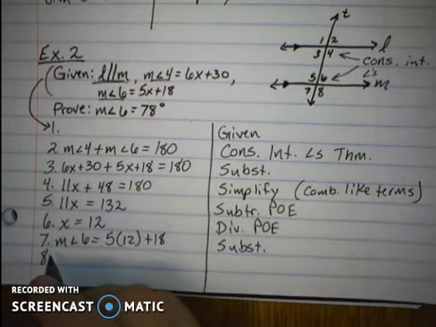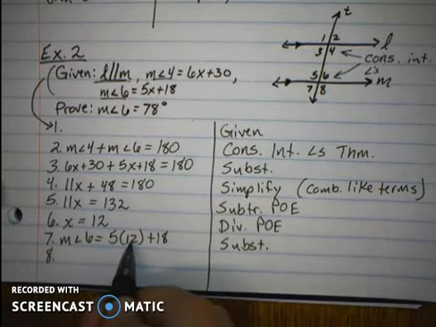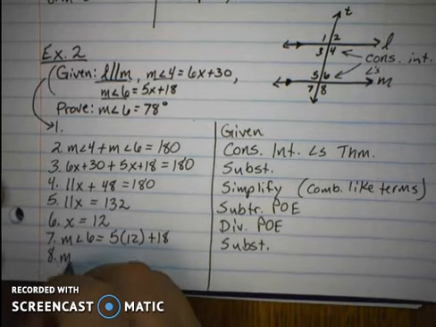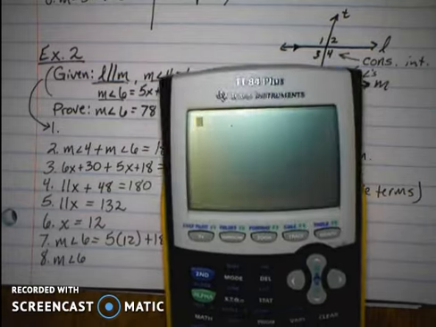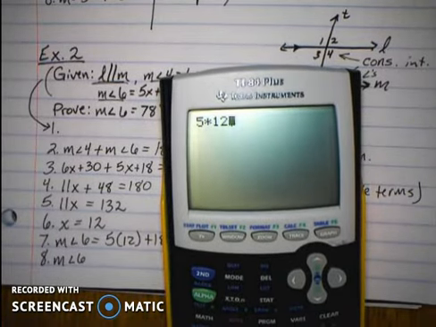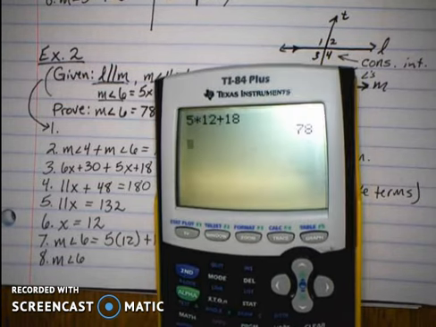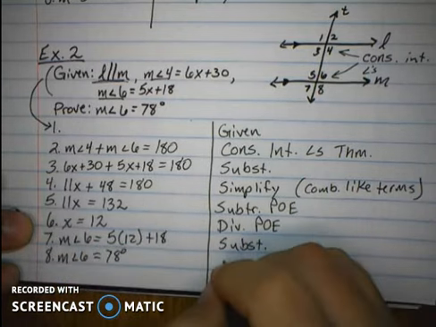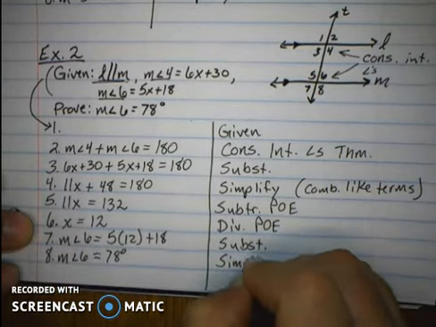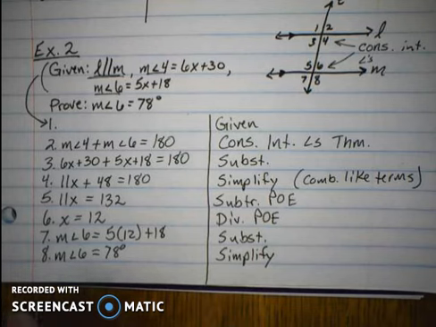And then we could combine these into one step, or you can list them as two steps. I'm going to just do it all at once. I'm going to do 5 times 12 plus 18 all in the calculator. Okay, and I'll even show you that. 5 times 12 plus 18. We do get 78. And so we can just write the measure of angle 6 equals 78 degrees because we simplified. All right? And that finishes our proofs with parallel lines and transversals using algebra.